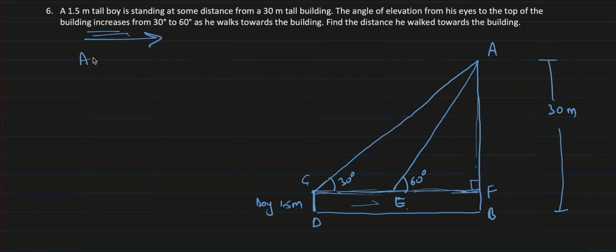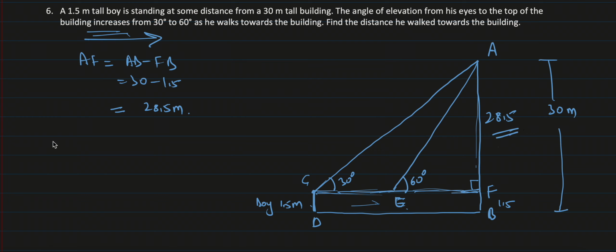So what will be AF from here? AF is AB minus FB. As it's a rectangle, FB is also 1.5. So it will be 30 minus 1.5, which is 28.5 meter. So this point is 28.5. So we will be using that now.